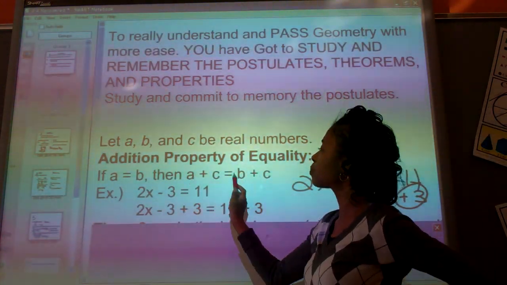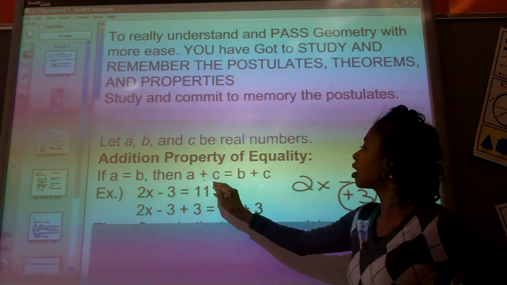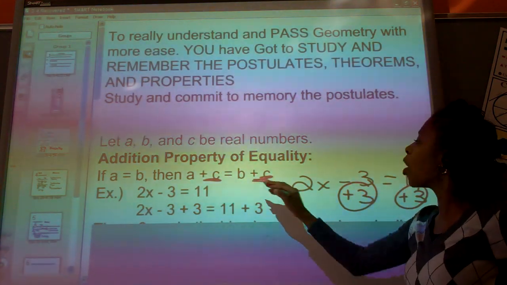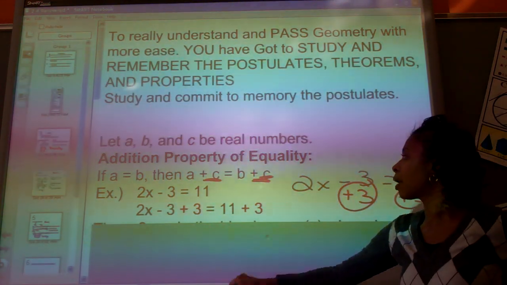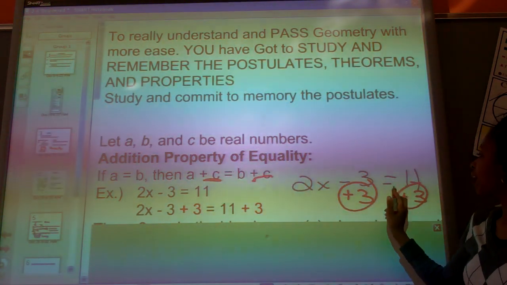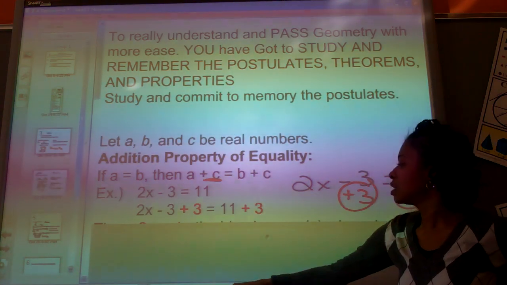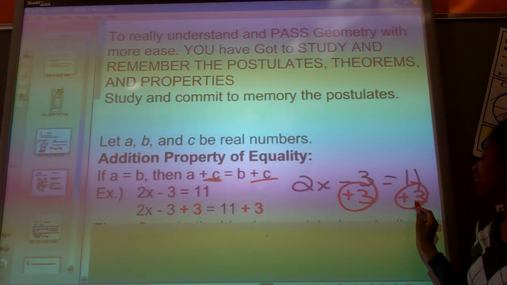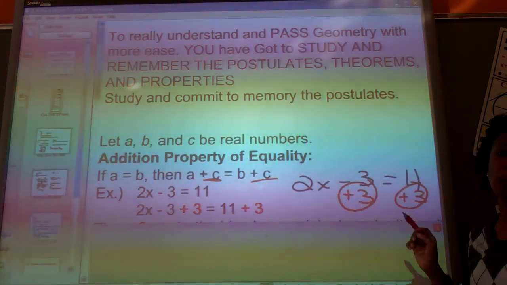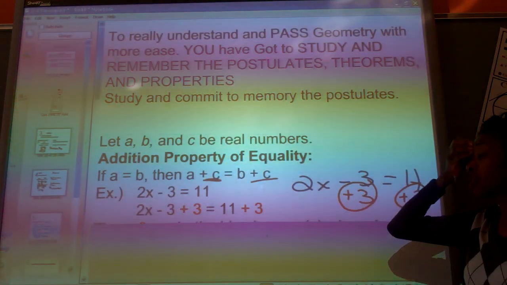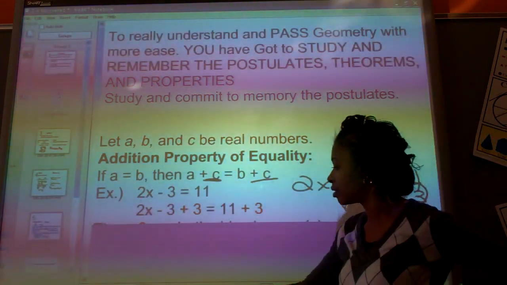would be the C. Because of this property, I'm not saying that 2x is the A, and I'm not saying that the 11 is the B. But I want you to focus on when I add the same thing to both sides of the equation, I have the addition property. And the same thing that I'm adding is the C. Add 3 to both sides keeps my equation balanced. And this is the addition property of equality because I'm adding 3 to both sides, even though it says 2x minus 3, to keep both sides of the equation balanced.